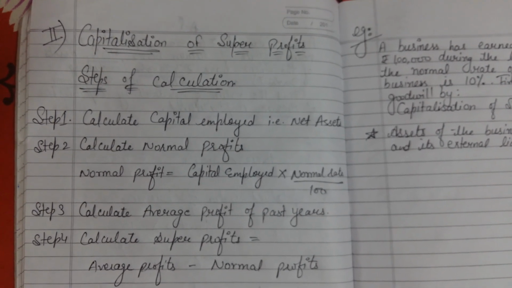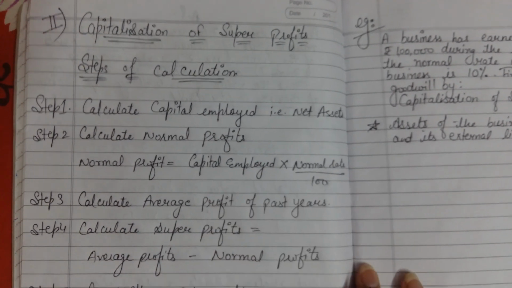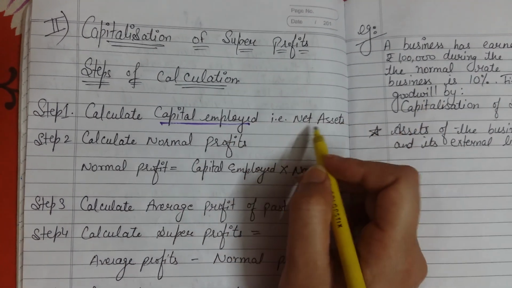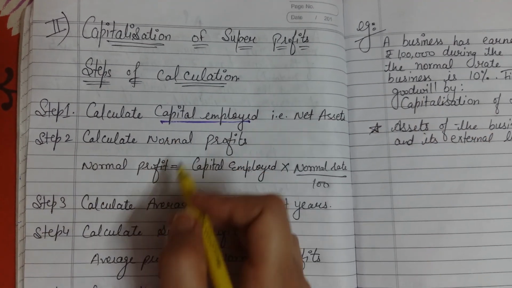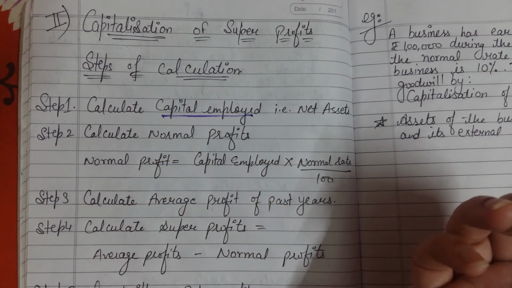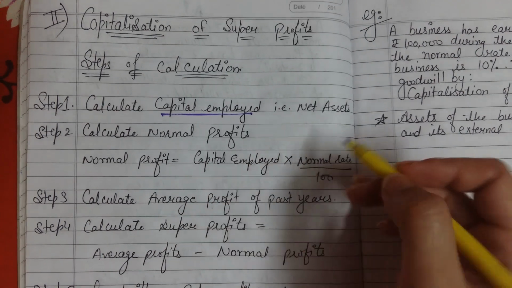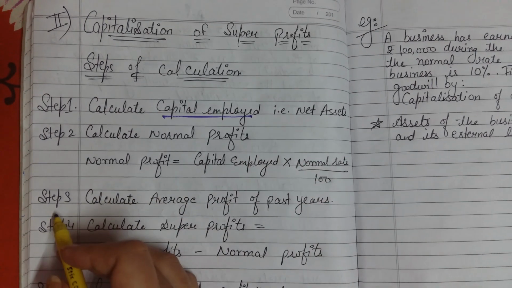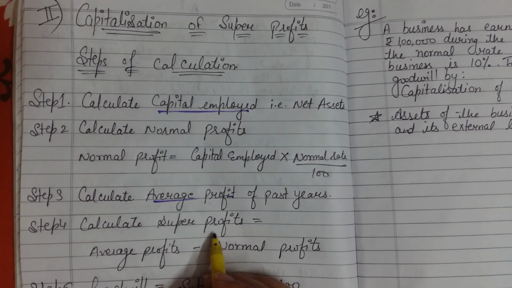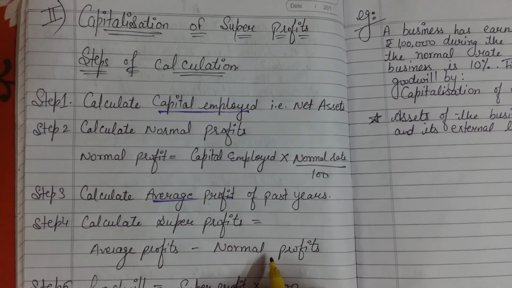So the steps for calculation are: the first is you have to calculate the capital employed, that means the net assets. Then step 2 is you have to calculate the normal profit, and the formula of normal profit is capital employed into normal rate over 100. Step 3 is to calculate the average profits. Then step 4, super profits, that is average profits minus normal profits.